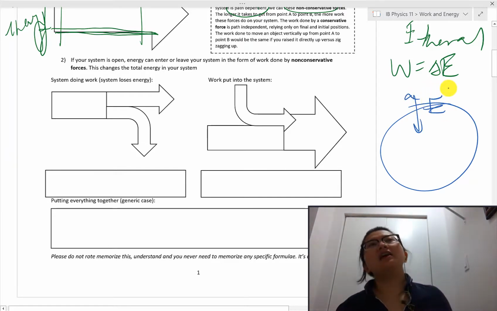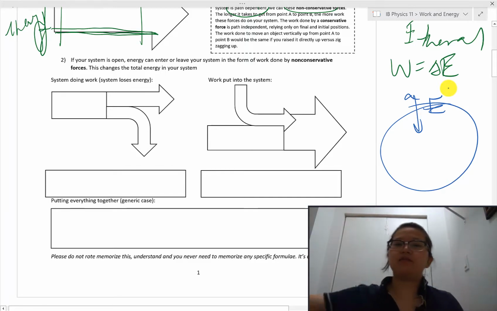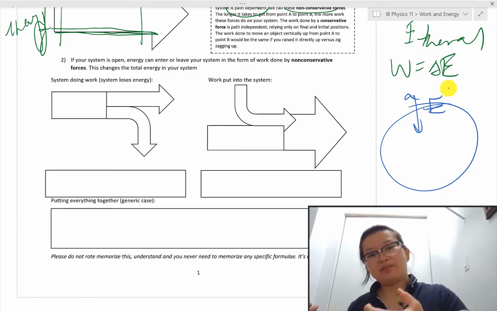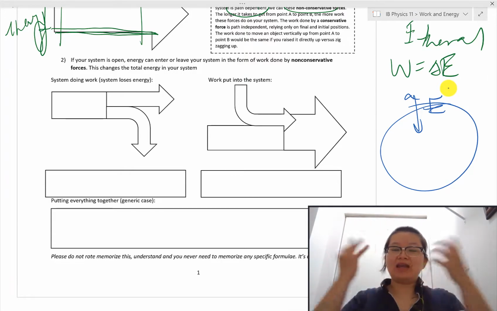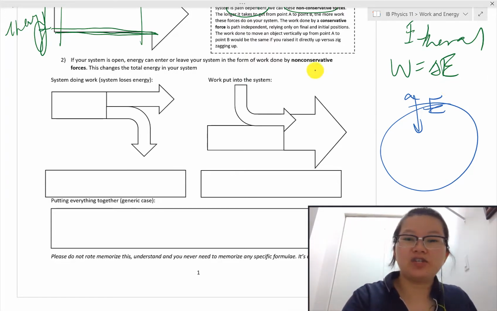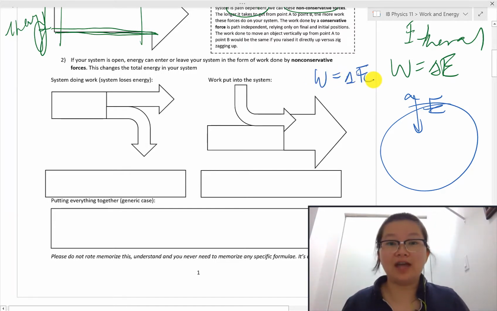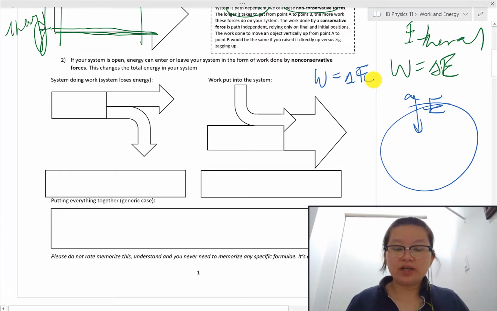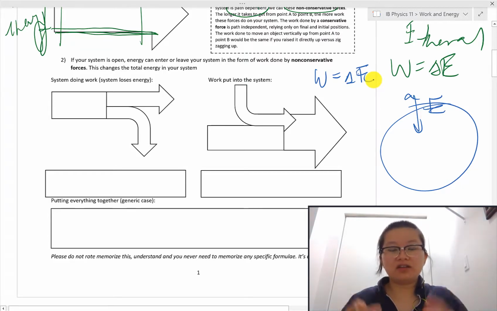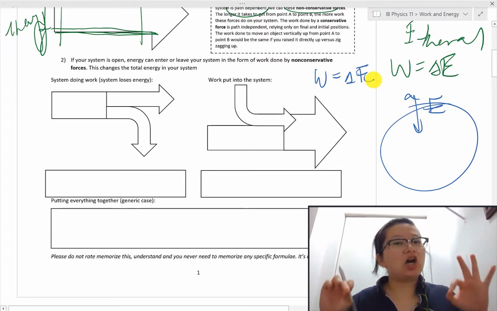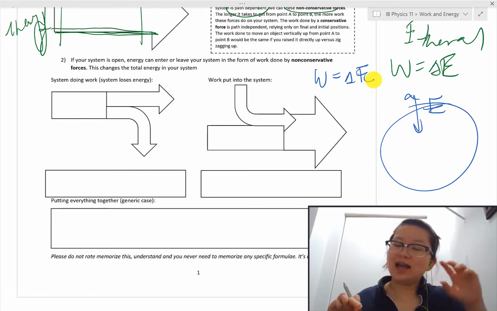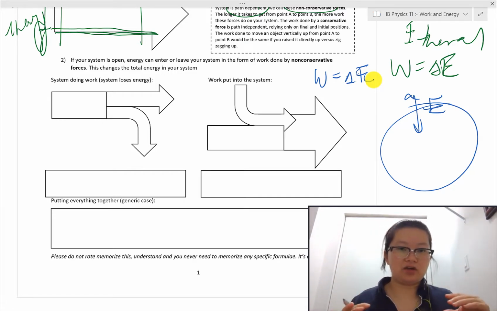So for example, if our system does work on something, it will lose that amount of energy, or if work is being done to our system, it gains that amount of energy. That's where the idea comes from: work is equal to the change in energy of our system, in which now the total energy in our system is no longer constant.